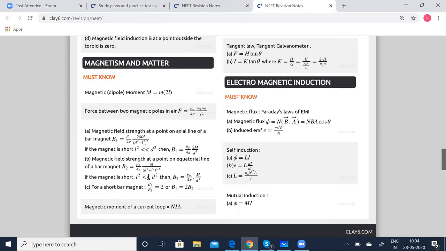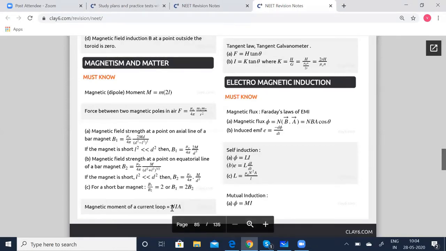Suppose the magnet is short, then l squared is very much lesser than d squared, then B2 is equal to mu0 by 4 pi into M by d cube, where M stands for the magnetic moment and d stands for the distance of the point from the magnet. For a short bar magnet, B1 by B2 is equal to 2, or B1 is equal to 2 B2.